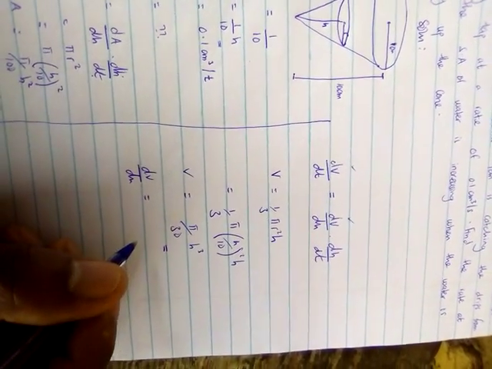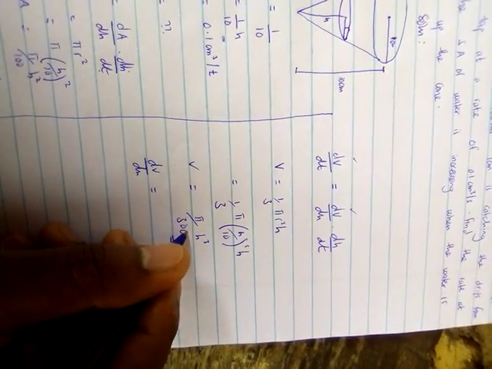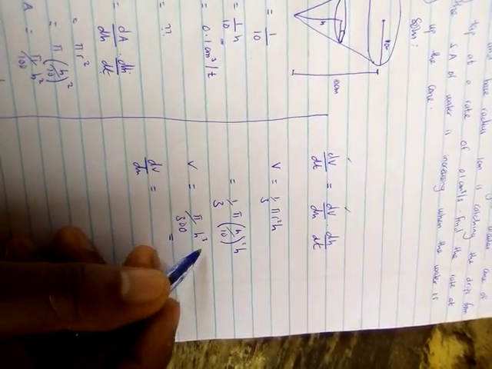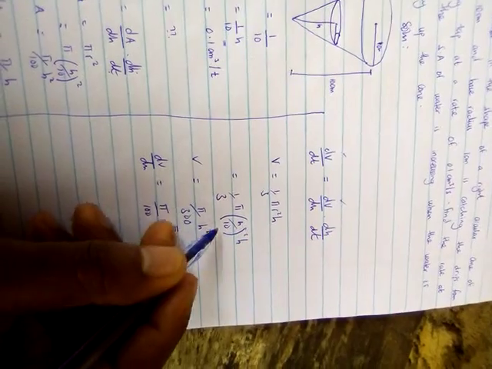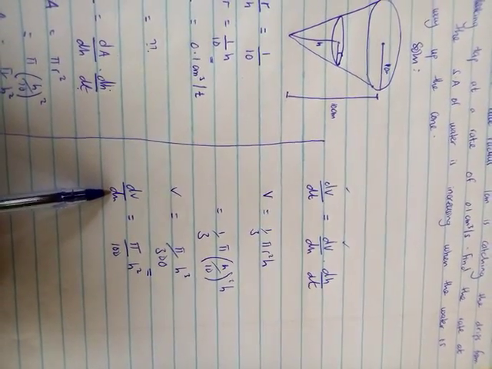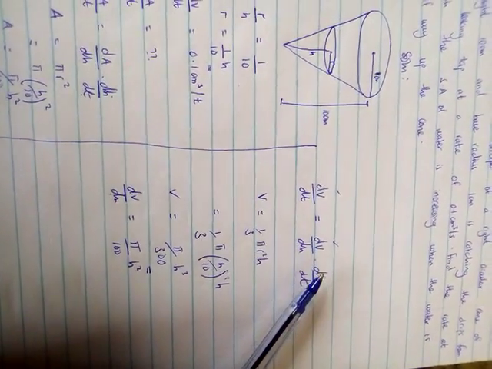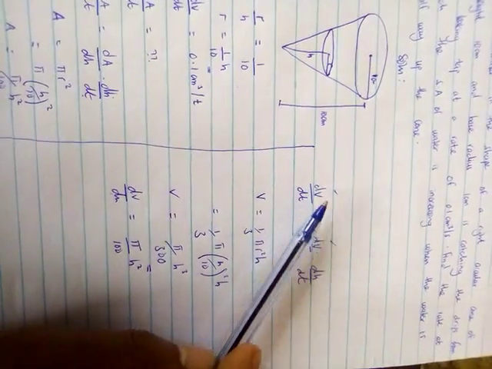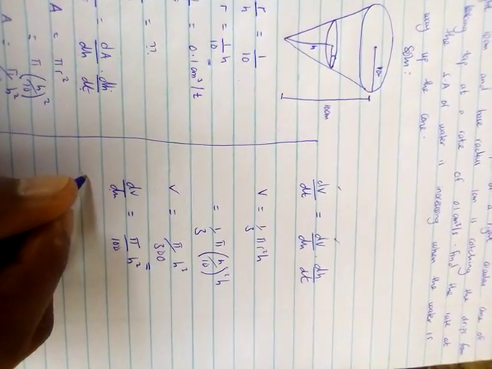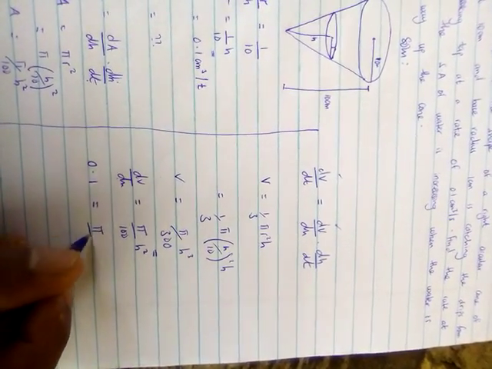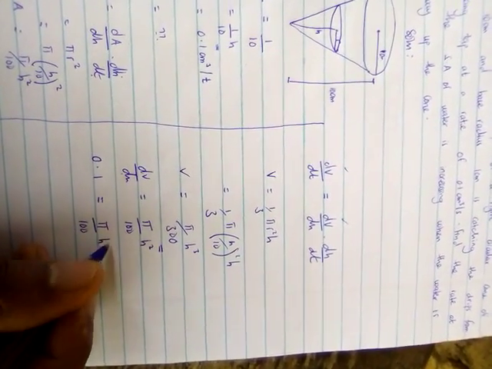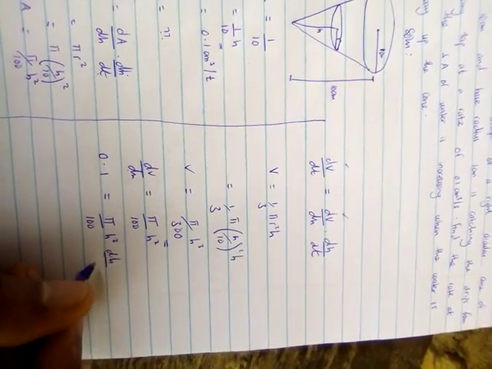Now I can have dV/dH equal to the derivative of this. It is 300, because this is 10 squared, so if I differentiate this, it goes to pi out of 100 of h squared. When I lower this, I reduce the power by 1, and I come to this. So this is dV with respect to h. I can put it here such that I get dH/dt, and I know the value of this one. This is 0.1, so I can have 0.1 equal to pi out of 100 times h squared, then dH/dt.